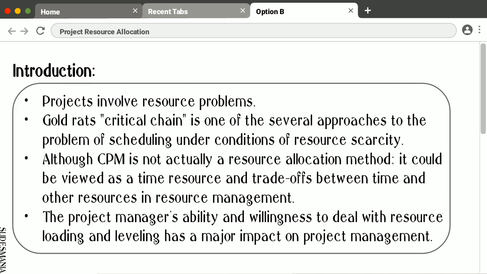condition of resource scarcity. So, it starts with resource conflicts in a single project and extends to the multiple project case. Although CPM is not actually a resource allocation method, it could be viewed as a time resource and trade-offs between time and other resources in resource management. The project manager's ability and willingness to deal with resource loading and leveling has a major impact on project management.